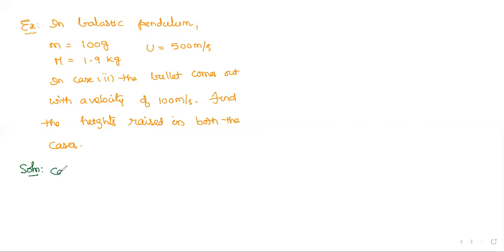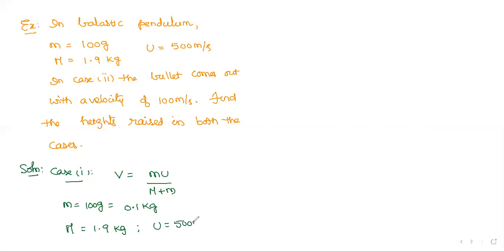First, case 1, which means the bullet stops inside. V is equals to mu by m plus M. Here m is given as 100 grams, but we should not substitute 100, because the other value is given in kgs, so I take it as 0.1 kg. Capital M is 1.9 and u is already given in the question, 500 meters per second. Just substitute all the values here, you will get the answer.